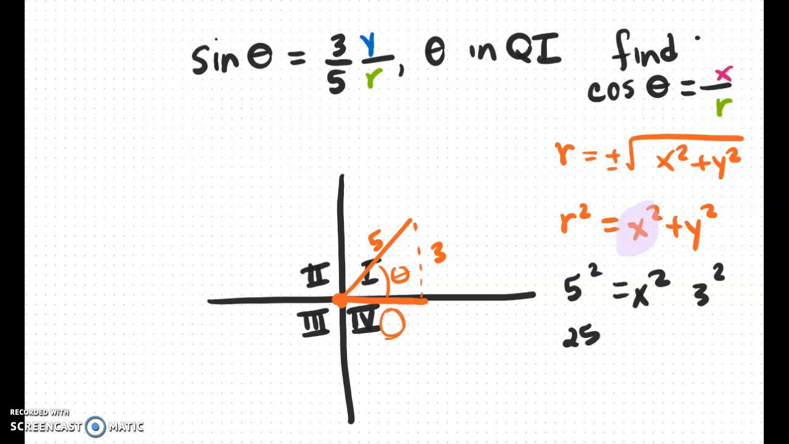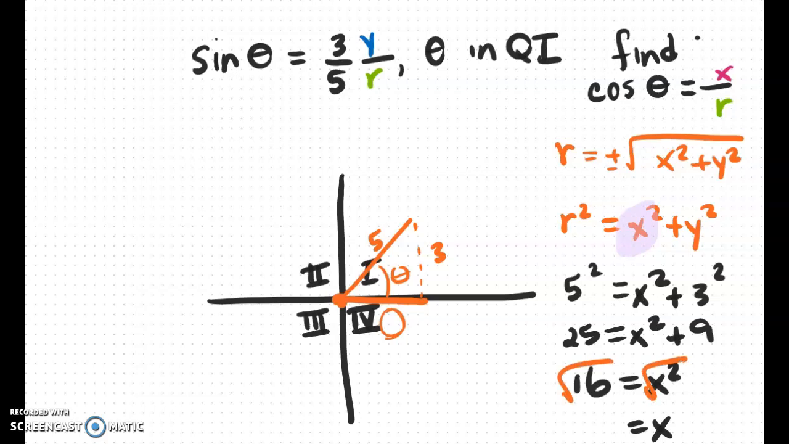So that means 25 is equal to x squared plus 9. Subtract 9 from both sides, we get 16 is equal to x squared. And then take the square root of both sides to end up with x is either plus or minus 4.